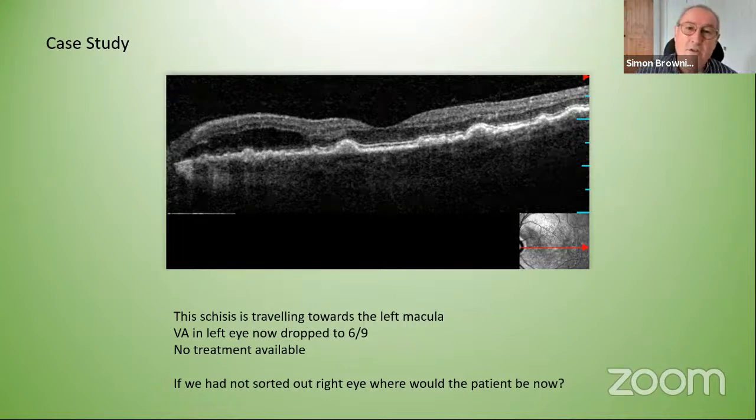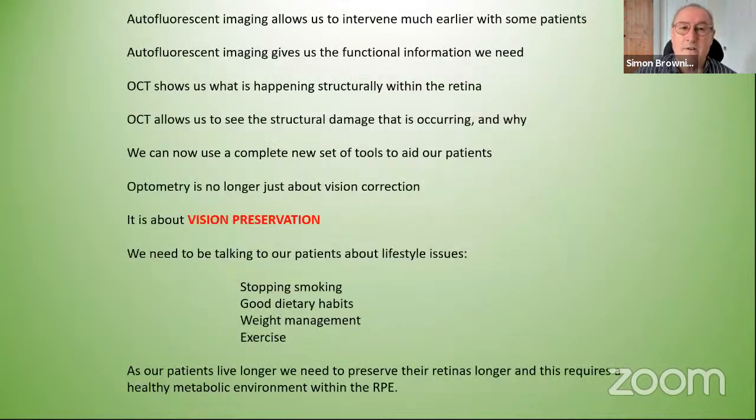So we see by use of this multimodal imaging how we can help these patients. The autofluorescent imaging allows us to see the functionality, gives us that functional information we need to inform our decisions and the patient. The OCT shows us what is happening structurally within the layers of the retina. And we can now use these tools.